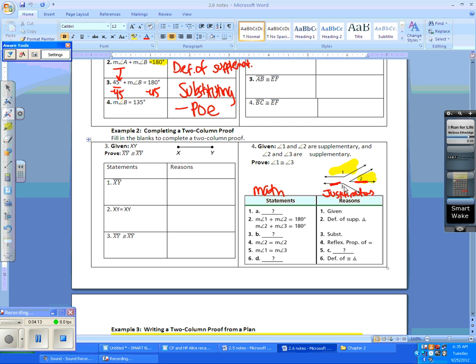Notice I'm not going to put tick marks on them yet. I know eventually they will be, but I'm going to hold off on the picture. I'm only going to draw things that I know for sure about that are given. Okay, so if you notice, the first step is blank, but it says given.